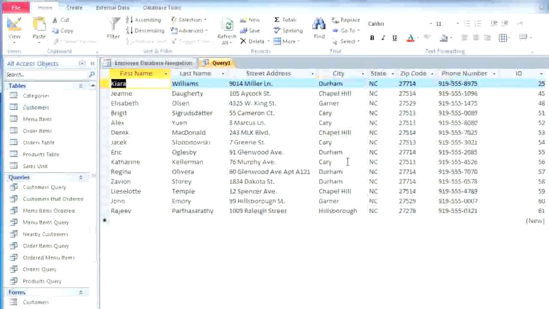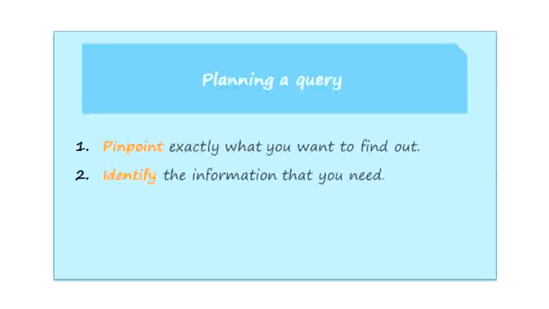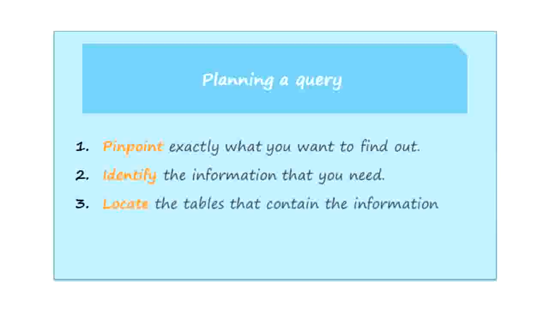So generally, more complex queries require more planning. But you can make it a lot easier by just following the 4 steps of pinpointing exactly what you want to find out, identifying the information that you need, locating the tables that contain the information, and determining exactly what criteria you need. And in the next video, we're going to look at joins and search criteria in a little bit more detail.